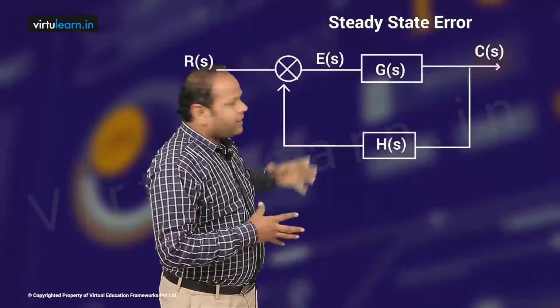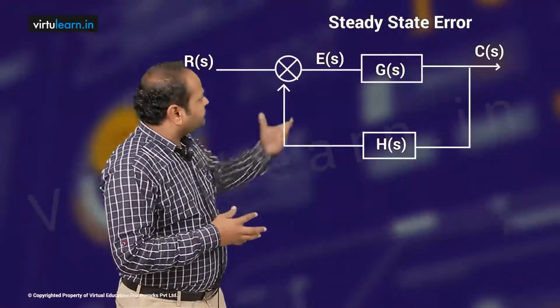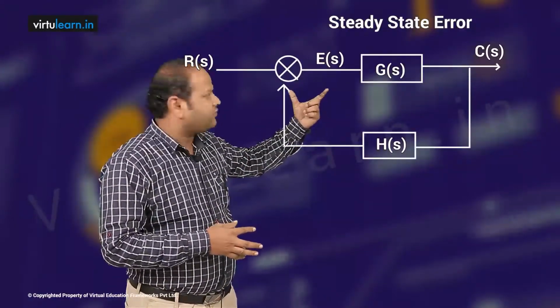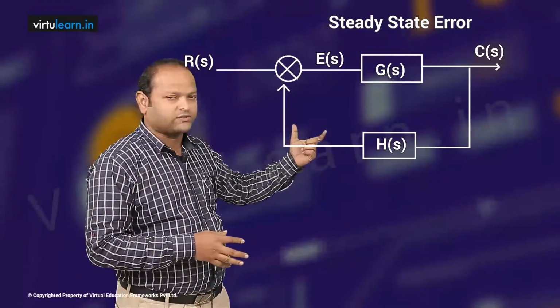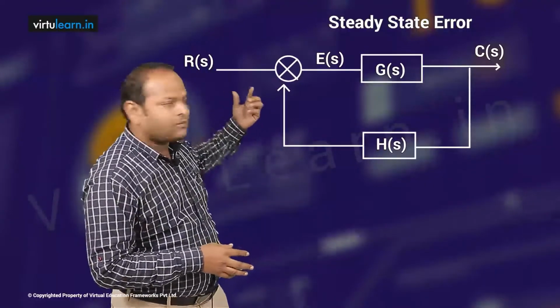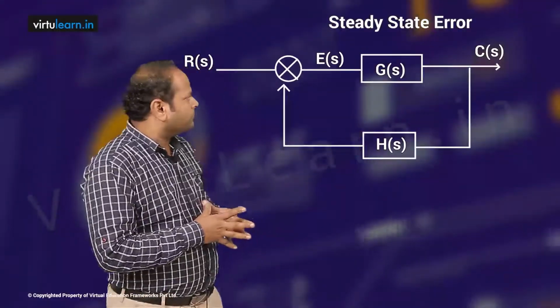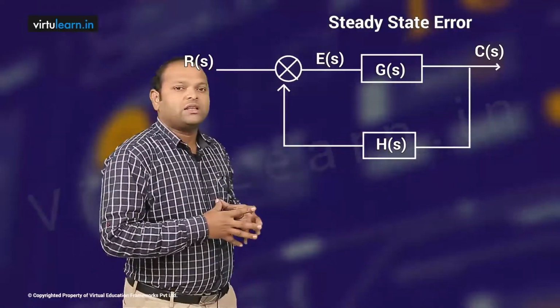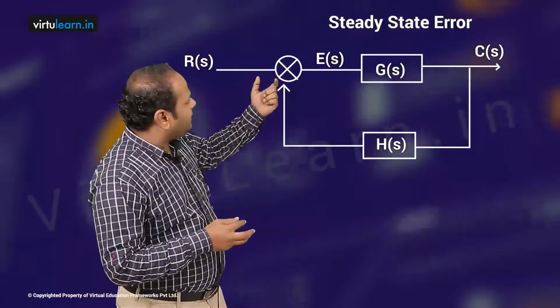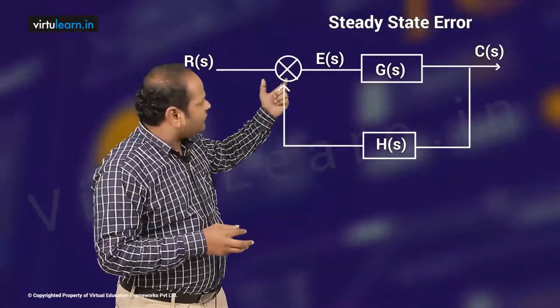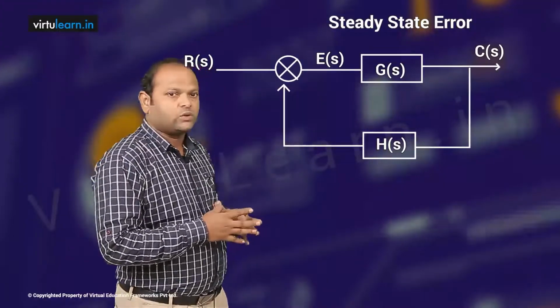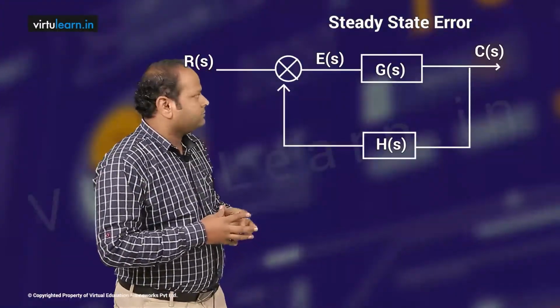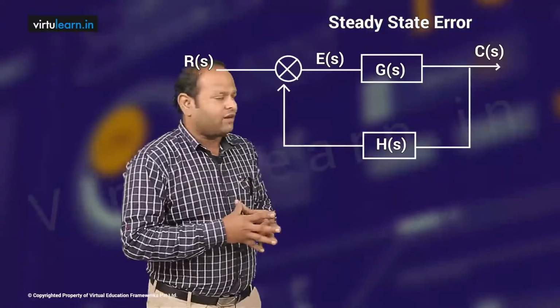Now let us look at the closed loop block diagram. G(s) is the forward path transfer function, H(s) is the feedback path transfer function or sensor transfer function. R(s) is the input and C(s) is the output. I want to define where the error is. After the summing point we can assume it as E, that is E(s). So E(s) is the error. Let us see how to find E(s).